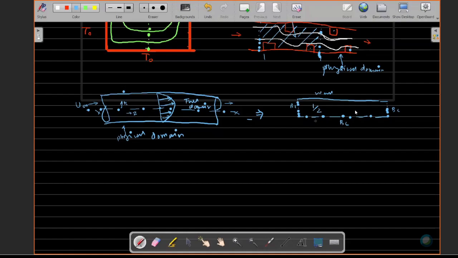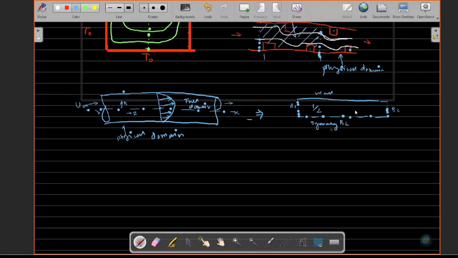Appropriate boundary condition. You cannot give wall boundary condition here. Here wall is there, so u and v are 0, but here u and v are not 0. So you have to give a suitable boundary condition that is called a symmetric boundary. And symmetric boundary condition is also one of the types of Dirichlet, Neumann, and Robin boundary condition combination.